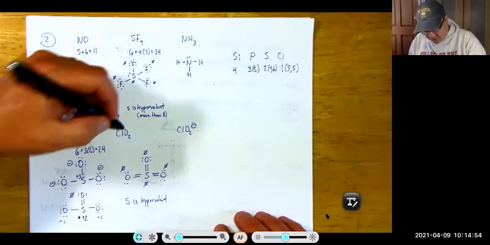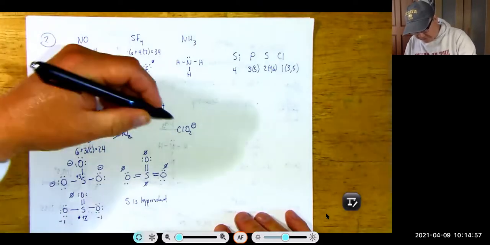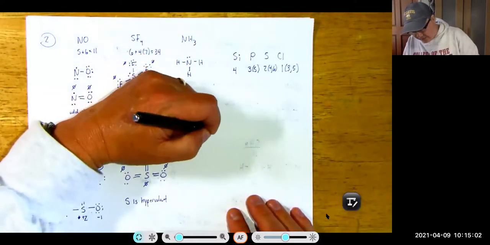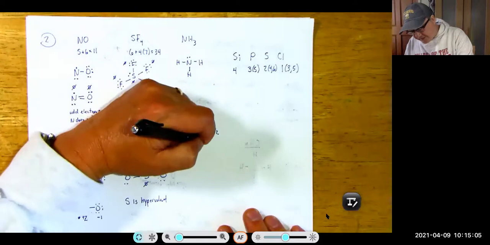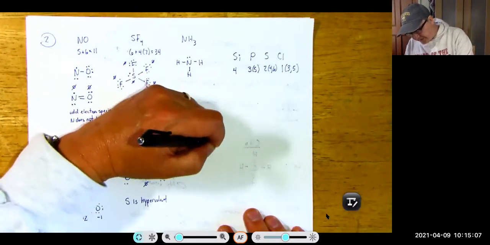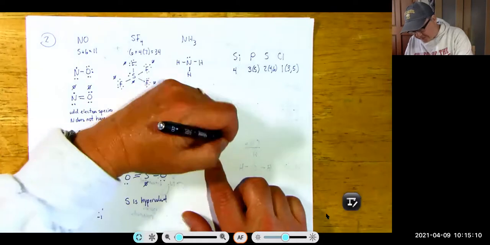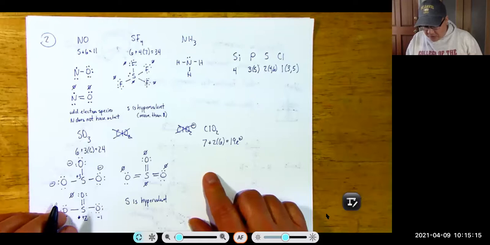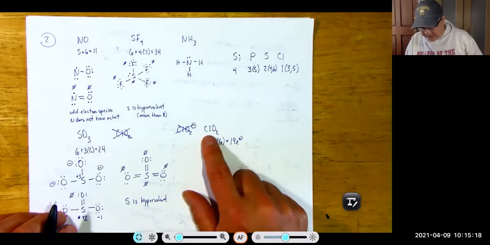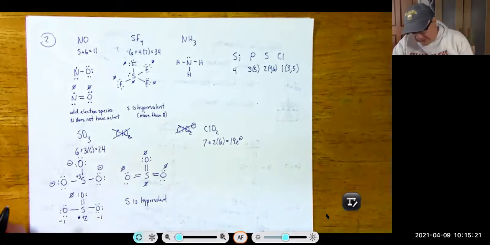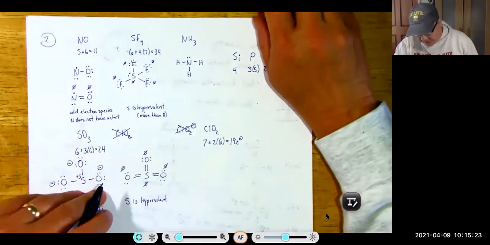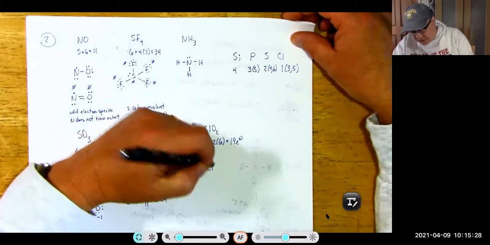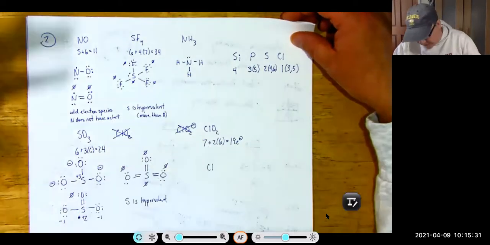Okay, so now I'm going to cross the ClO2 off and cross this one off, and I'm going to kind of shove these over and write this ClO2 here. So here we've got 7 plus 2 times 6, which is 19 electrons. So we know that oxygen likes to make 2 bonds and chlorine likes to make 1 bond, but in this case, oddly enough, the chlorine is going to go in the center.